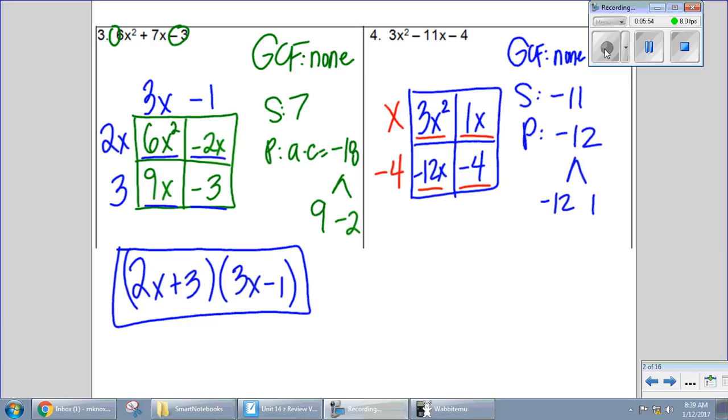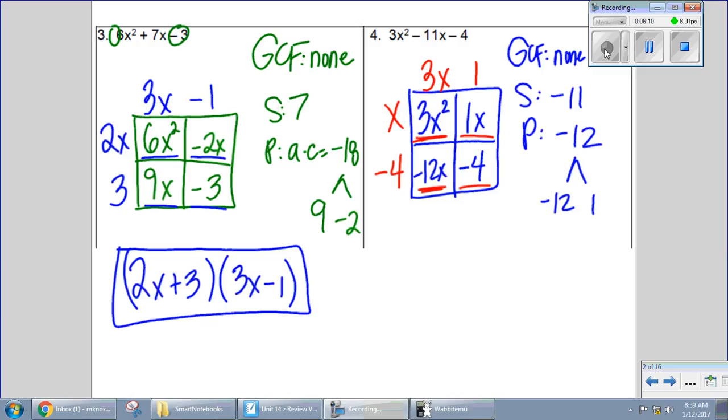Then, what do 3x squared and negative 12x squared have in common? These guys are both divisible by 3x. And then 1 and negative 4 is just going to be a 1.